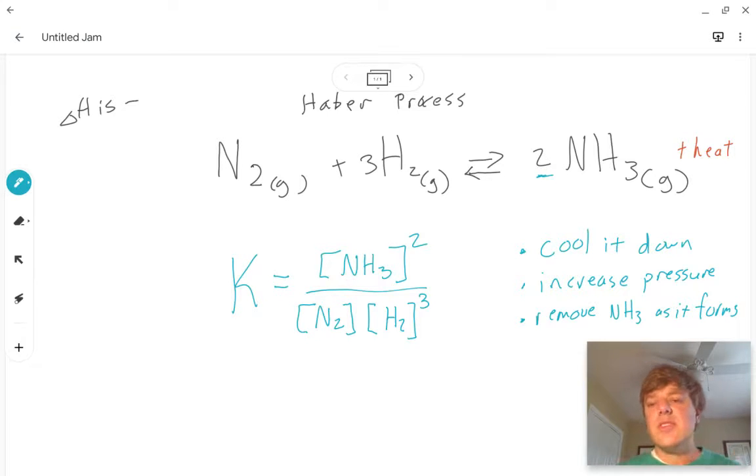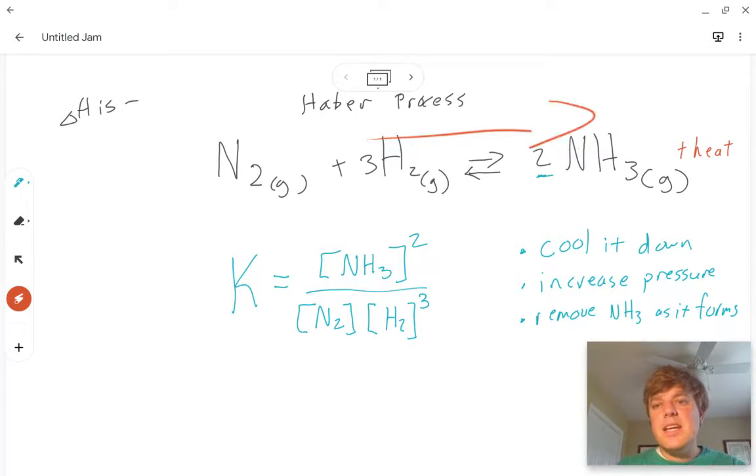So essentially, Haber developed a way to take the NH3, the ammonia, and remove it from the reaction as soon as it's formed, which is then going to cause the reaction's equilibrium to keep shifting towards the product side to make more of it and more of it and more of it as you keep removing it. It's essentially never going to be able to reach equilibrium.